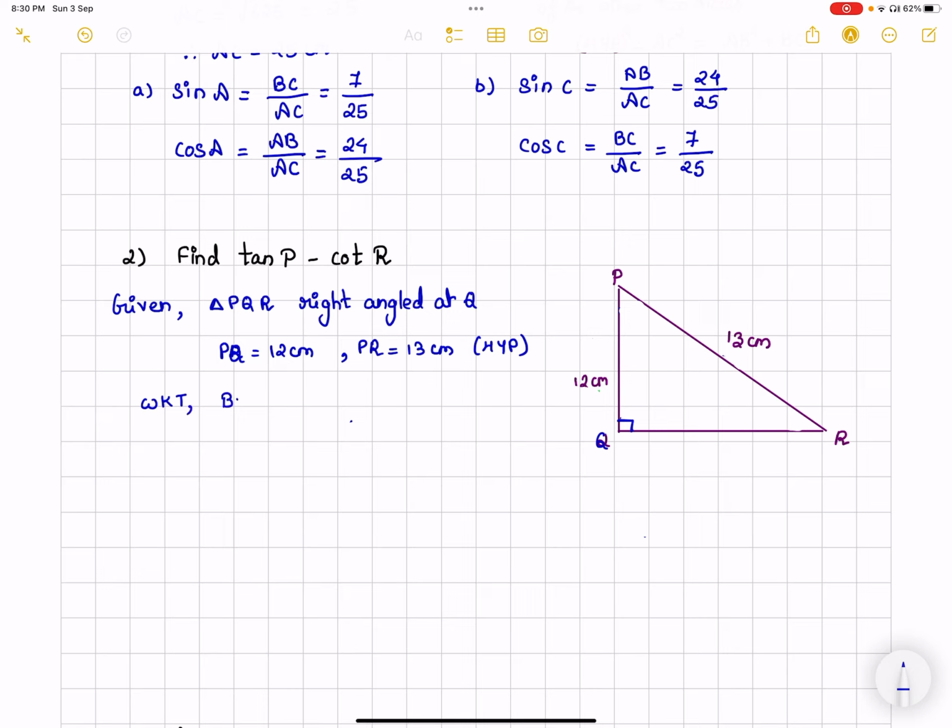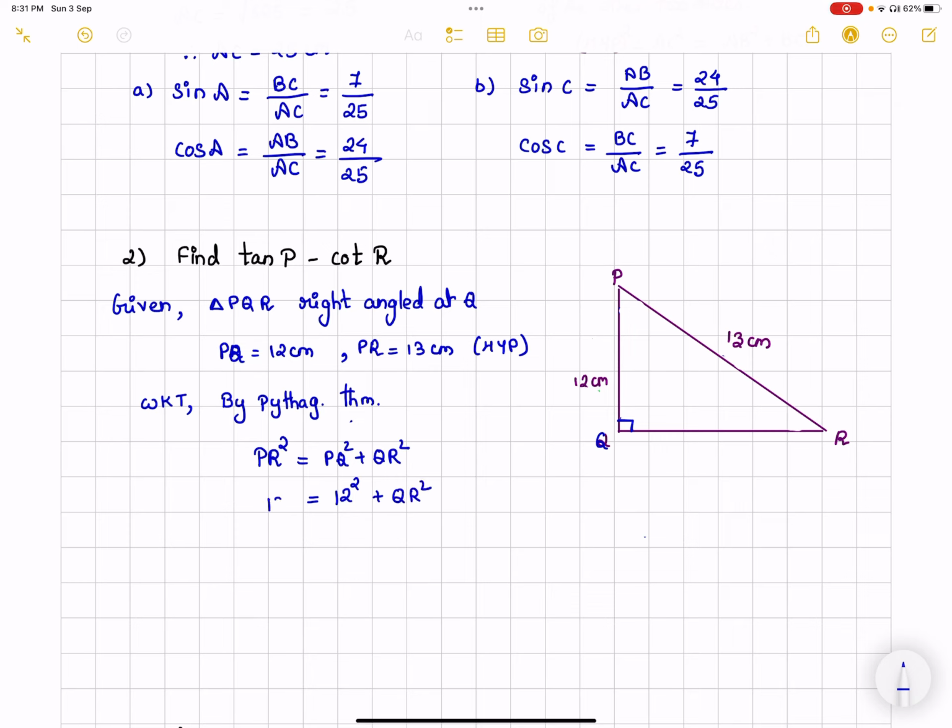By Pythagoras theorem, my PR square, that is hypotenuse square, is equal to the sum of the squares of the other two sides, PQ square plus QR square. So that's what we are doing. So what is my PQ square? It's going to be 12 square. QR square, I still don't know. I need to find out.